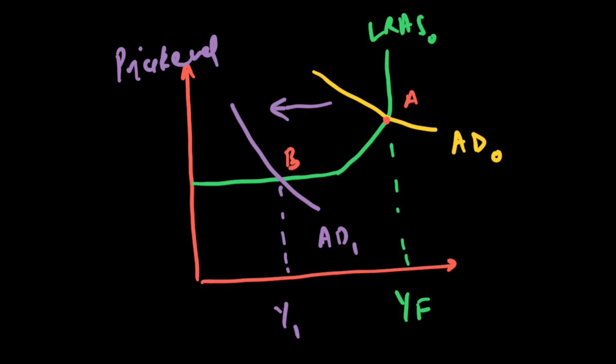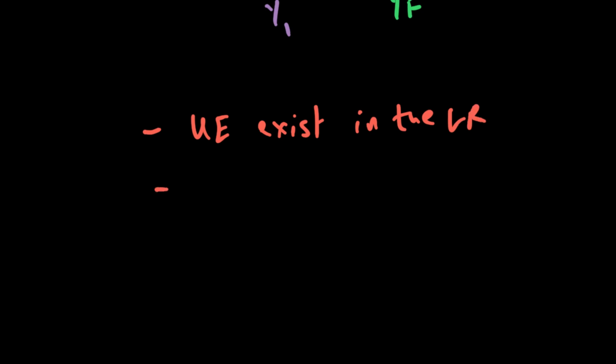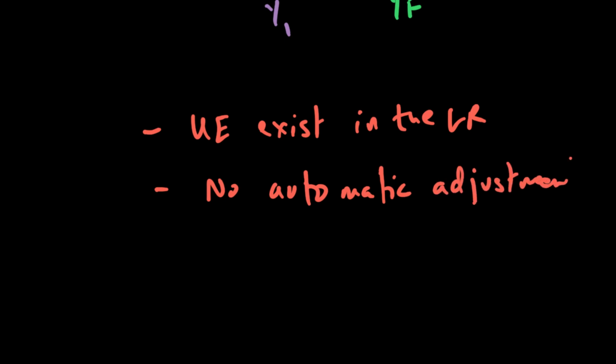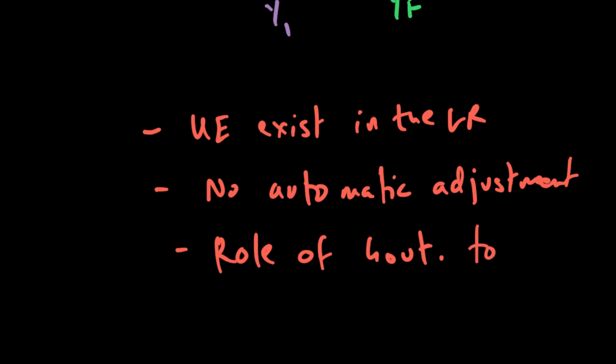So Keynesians are of the idea, number one, that unemployment exists in the long run, no automatic adjustment, and therefore a role of government to stabilize your AD in order to go back to full employment. So these things we need to remember.